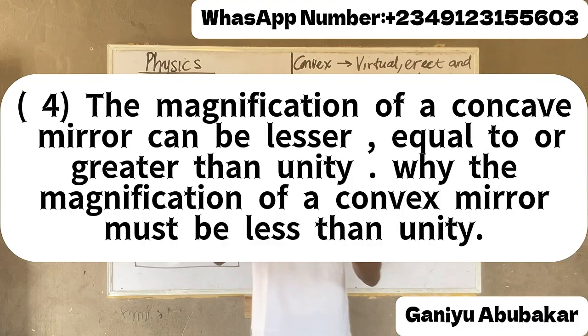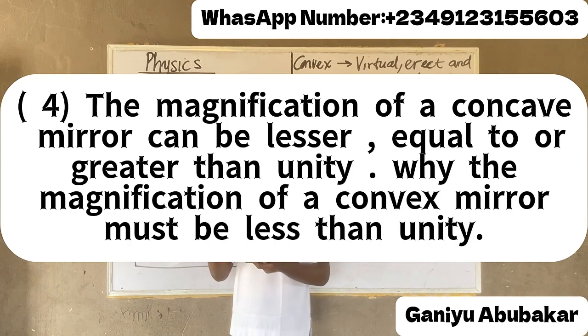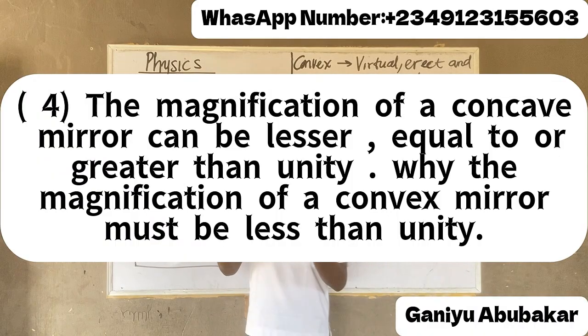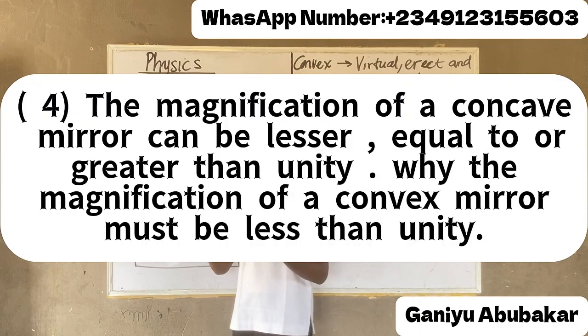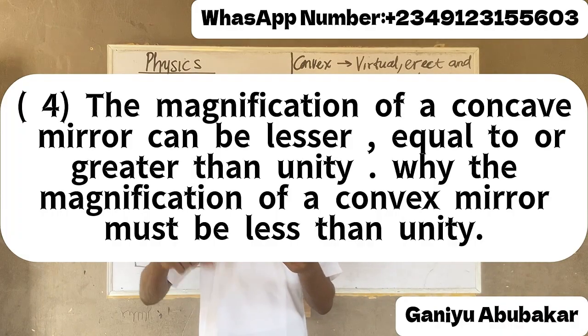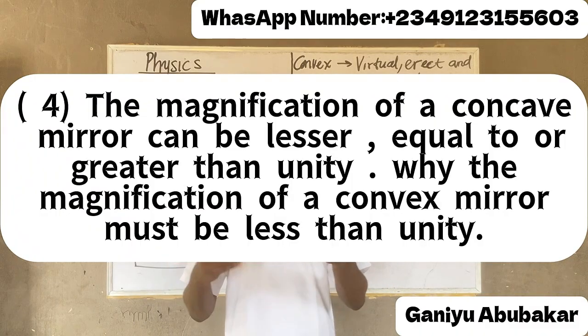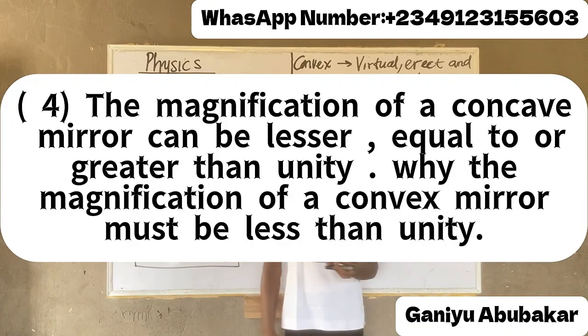The magnification of a concave mirror can be lesser than, equal to, or greater than unity. And the magnification of a convex mirror must be less than unity.